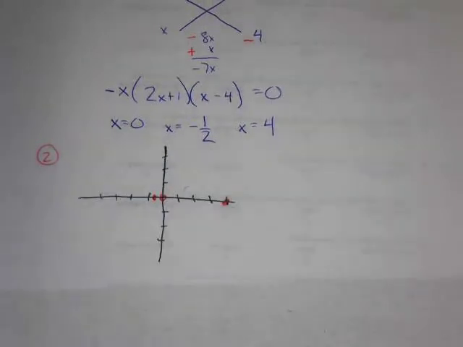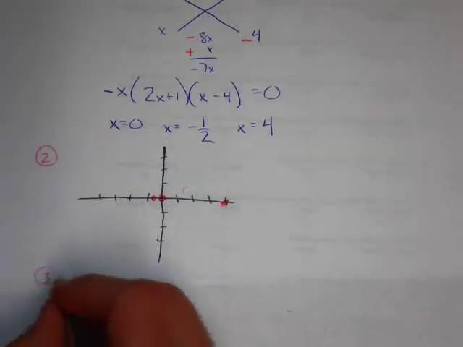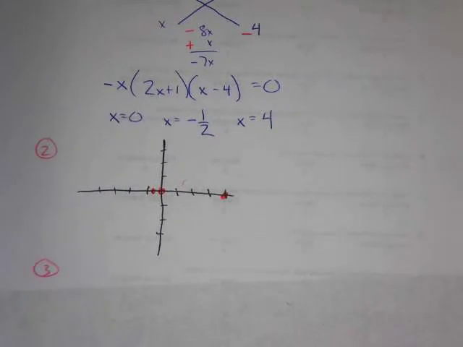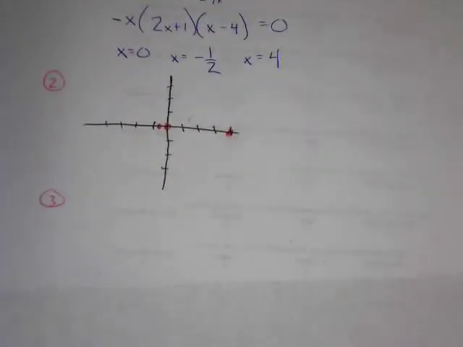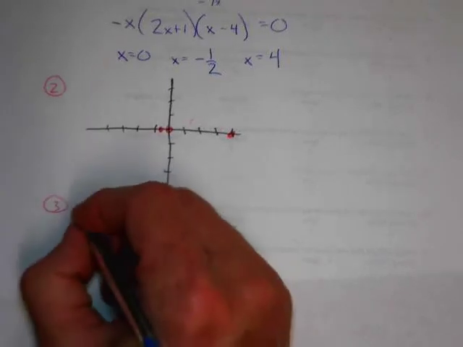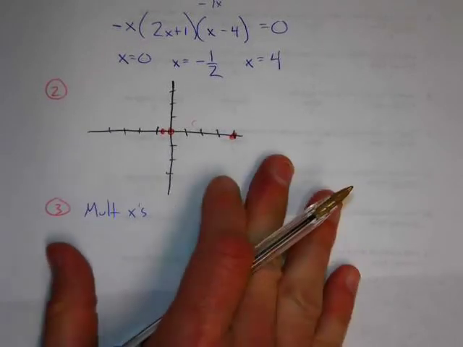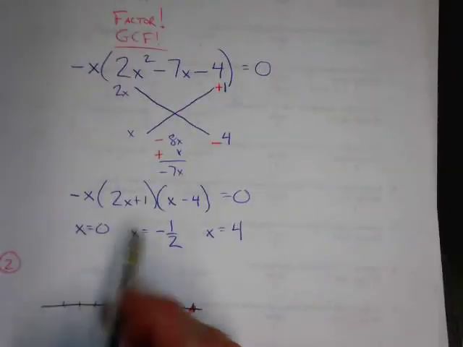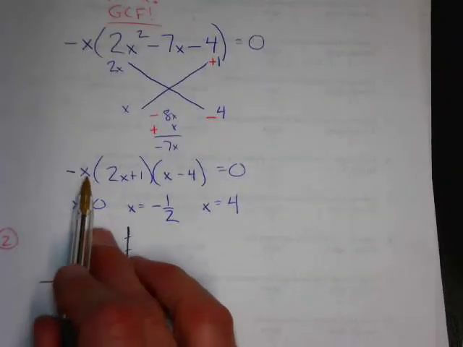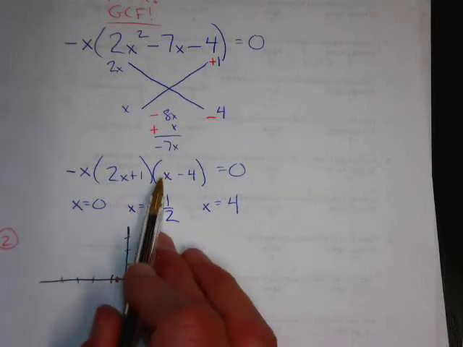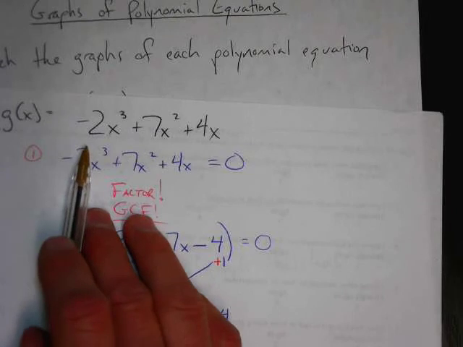Now what I'm going to do lastly is check end behavior. And how do we check end behavior? We multiply our x's and see what our parent function is going to come out to be. Now we can either multiply our x's, negative times positive, or we could look at the original equation. It was already multiplied out for us.